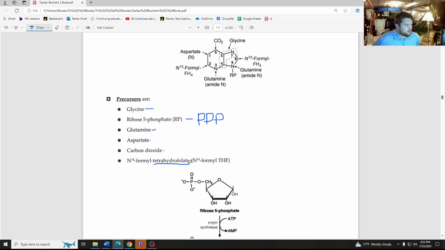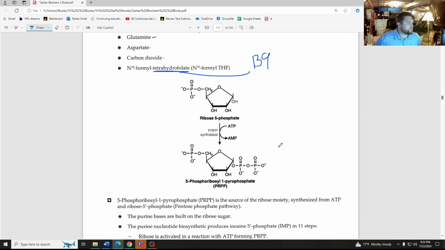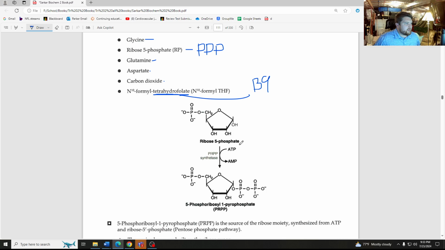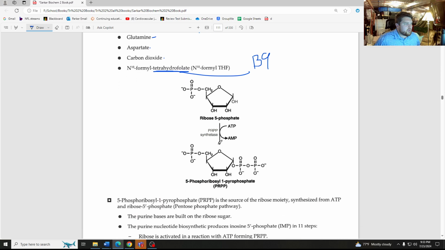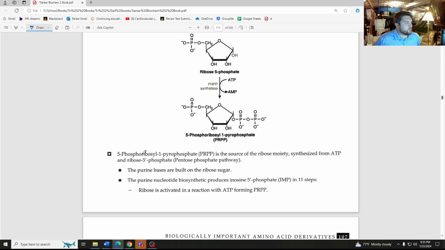Tetrahydrofolate, right there. If we remember, what is that coming from? Folate is going to be our B9 vitamin. It's coming from a component of our B9. So our ribose 5-phosphate, we get ATP added into it, and we'll just go ahead and read down here exactly what it is.